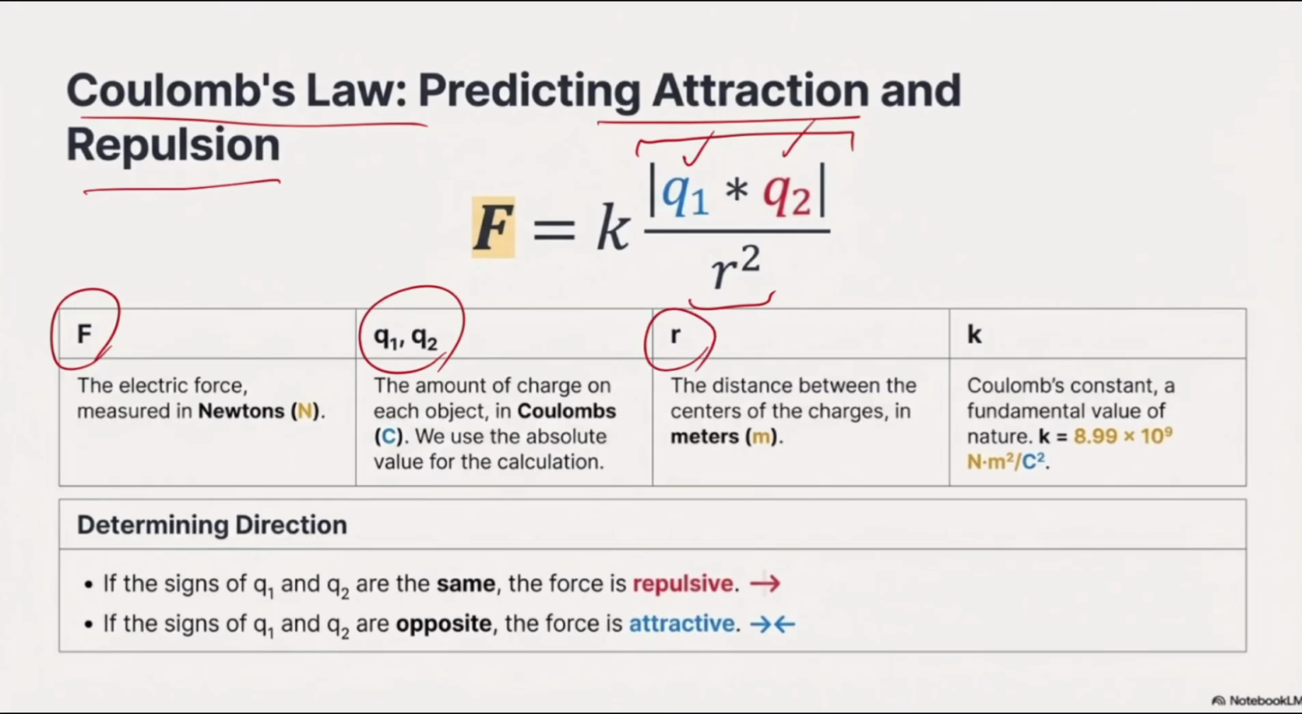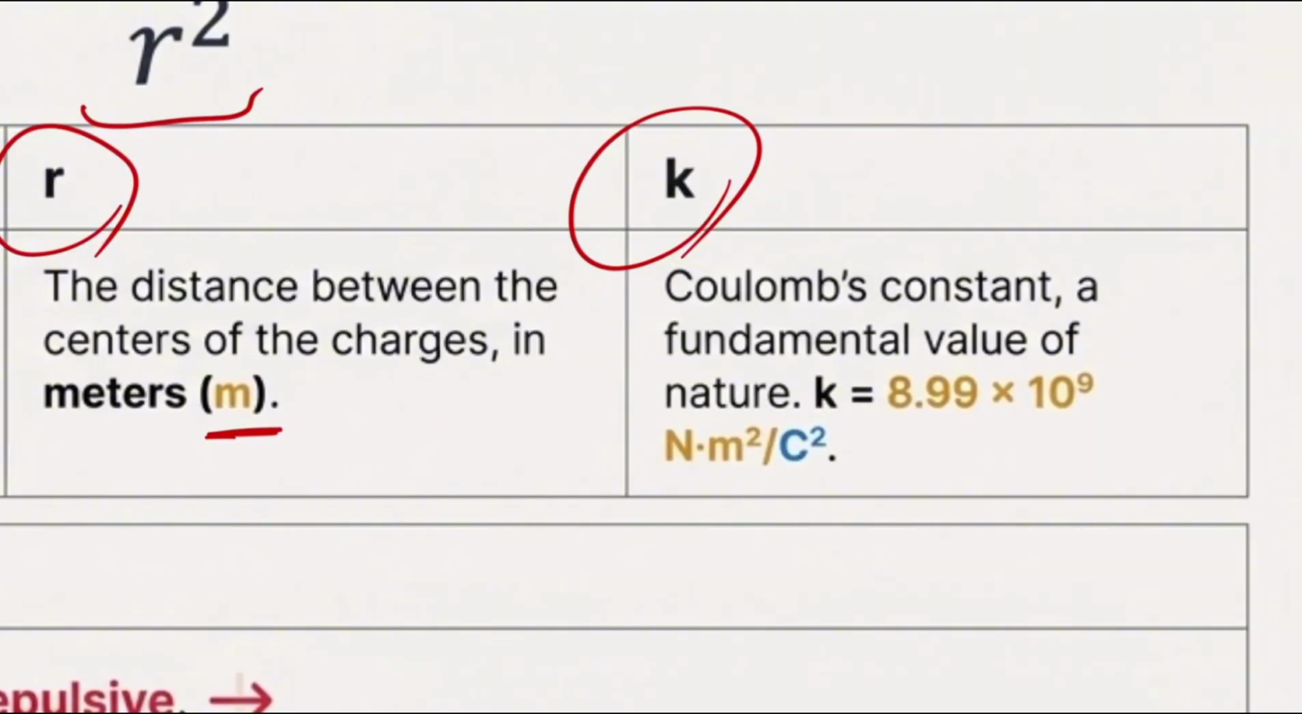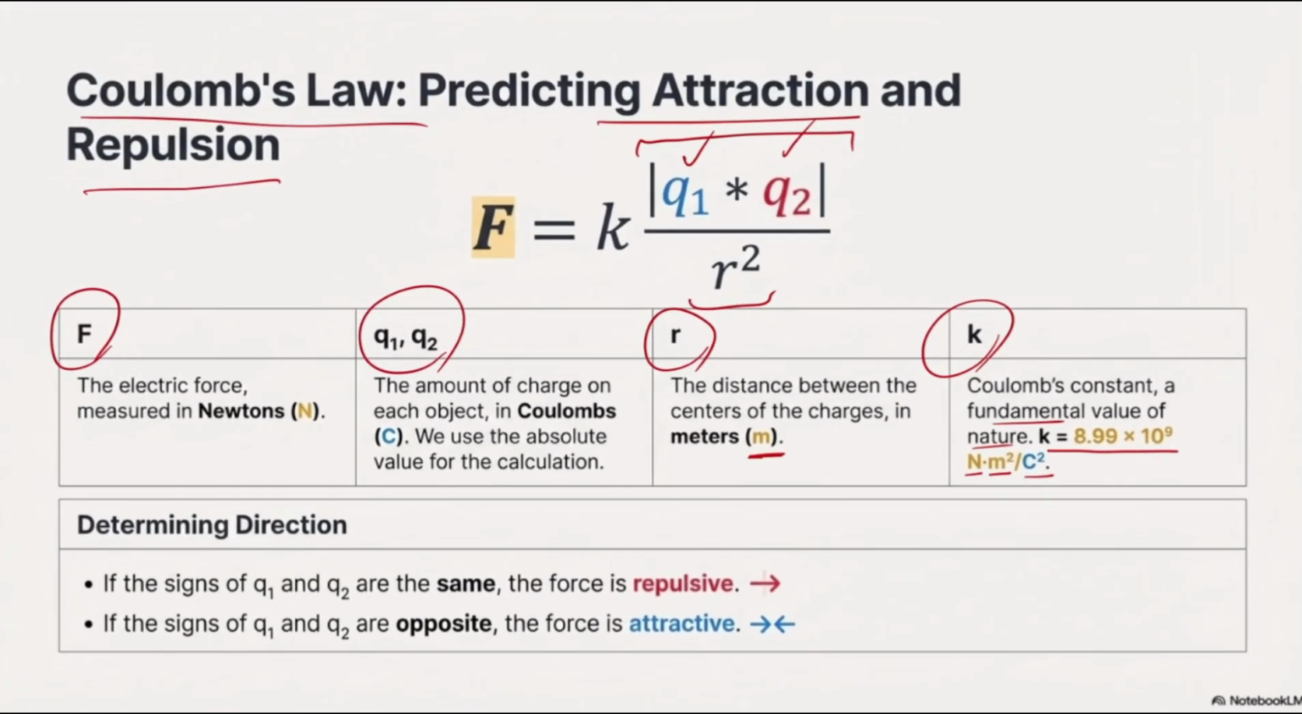It is probably going to be very small, because we're making two objects very close to each other, so r should be small, but we have to make sure that r is in meters. And K is a constant. This is the Coulomb constant, a fundamental value of nature. K, again, is a number that it would be better to memorize. It's 8.99 times 10 to the power of 9 newton meter squared divided by coulomb squared. This is the unit for that.